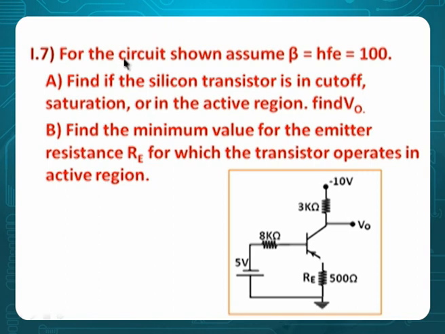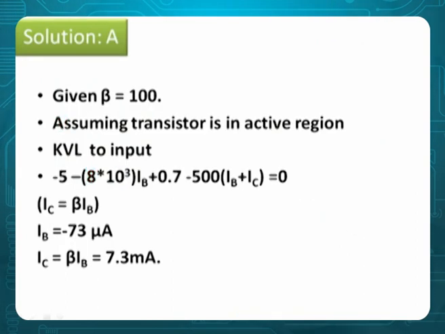Problem 7. For the circuit shown, beta is equal to 50. Find if the transistor is in cutoff or saturation or active, and then find V0. Find the minimum value for the emitter resistance RE for which the transistor operates in the active region. Now look at here. This is a PNP transistor. N is given to positive for forward and P is given to negative. So we need to check where it is working. Actually it is reverse bias, but the value of potential will tell us. So assume that the transistor is in the active region.